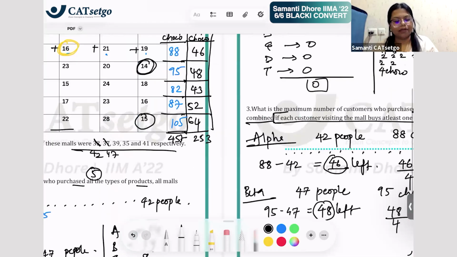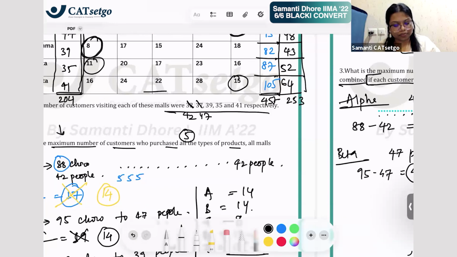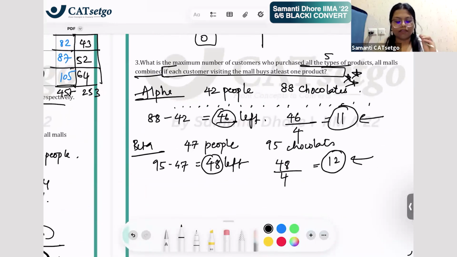And then again check, here 12 is possible. Right? 14 is the smallest number. 12 is possible. If even the way I've explained it, you still don't understand, then do one thing.